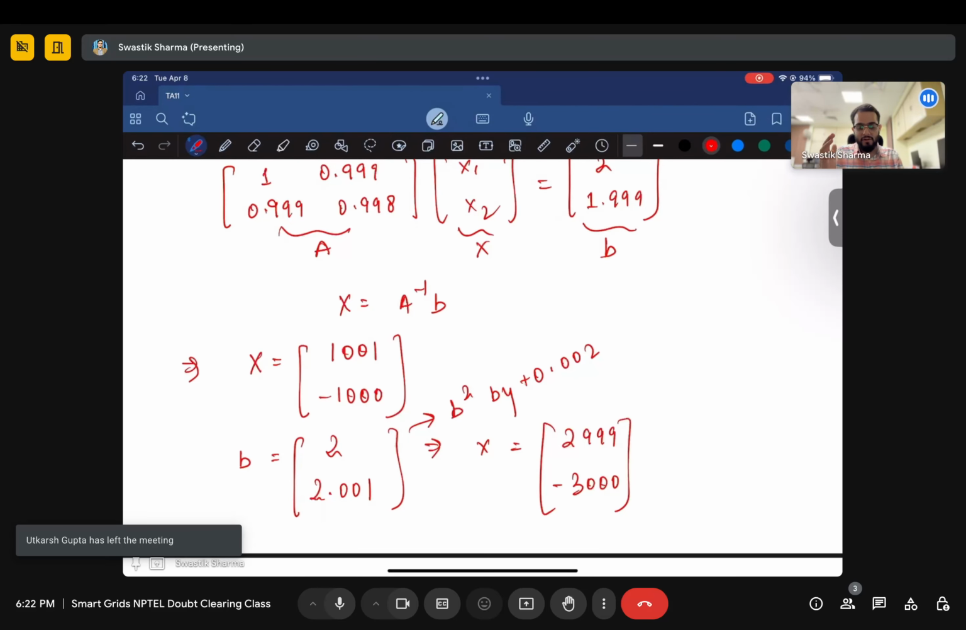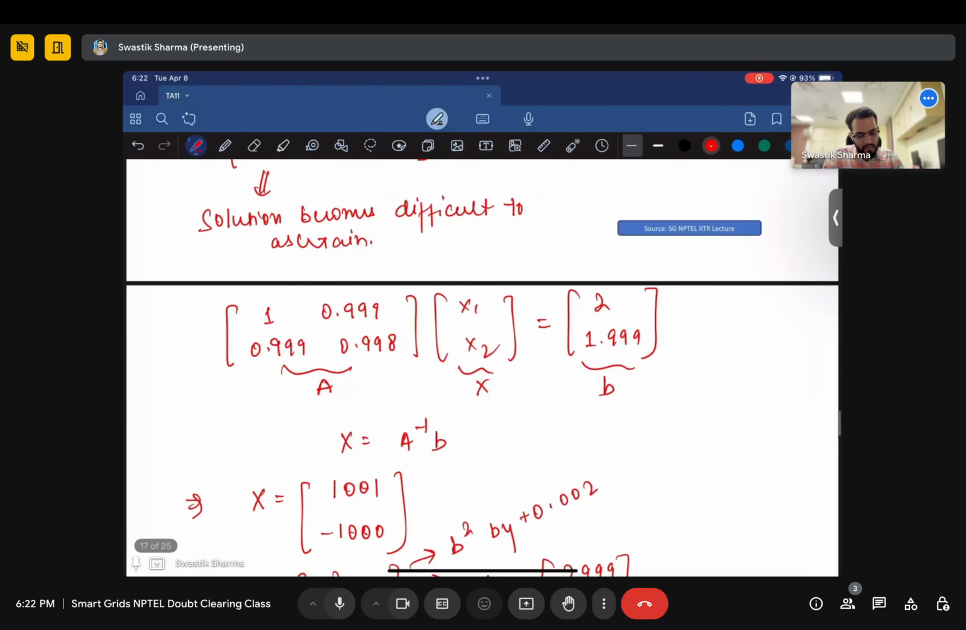So you see, instead of being closer to 1001 and minus 1000, it is now 2999 and minus 3000. This is what the Jacobian does if it is very ill conditioned. And because this happens, in each iteration the step will have such noisy changes that you will never be able to find the right solution. And that is precisely what happens over here, right?